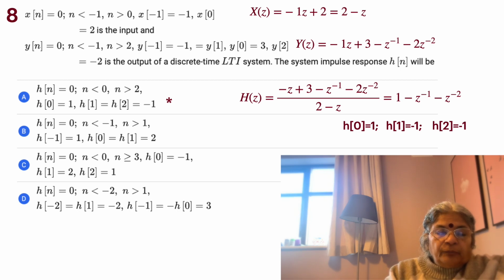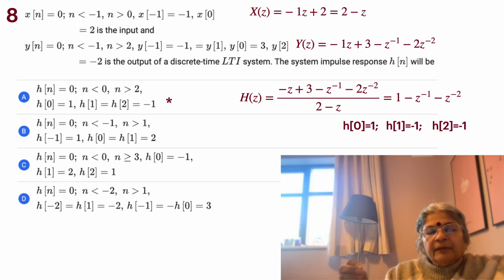This is the output of a discrete time linear time invariant system. The system impulse response Hn will be what? As we very well know, Yz by Xz gives you Hz. So what is Yz? We have minus z plus 3 minus z raised to minus 1 minus 2 z raised to minus 2, divided by Xz, which we calculate as equal to 2 minus z. Okay, so now it is easily divisible, and how do you divide it?